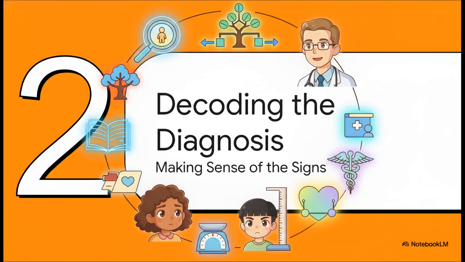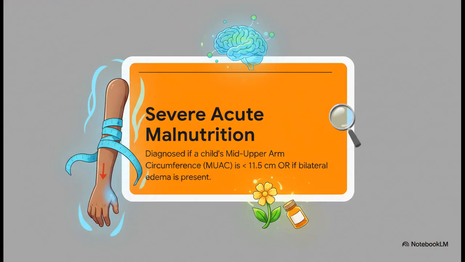Which brings us to our next section, decoding the diagnosis. To get to the right answer, we first need to understand what these different terms actually mean and how a clinician can tell them apart. All right, first, let's look at the big umbrella diagnosis, severe acute malnutrition, or SAM for short. A kid is diagnosed with SAM if their MUAC is less than 11.5 centimeters, or if they have that bilateral edema we talked about. Now think back to our patient. His MUAC was 11, and he had the swelling, so he ticks both boxes. It's definitely SAM.